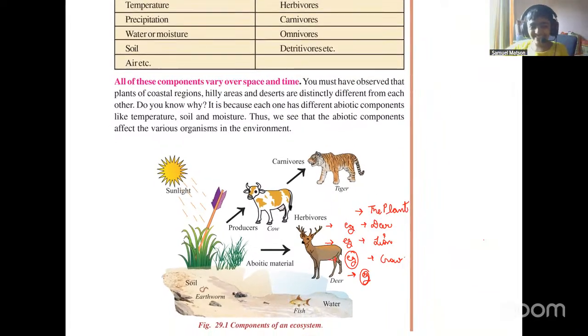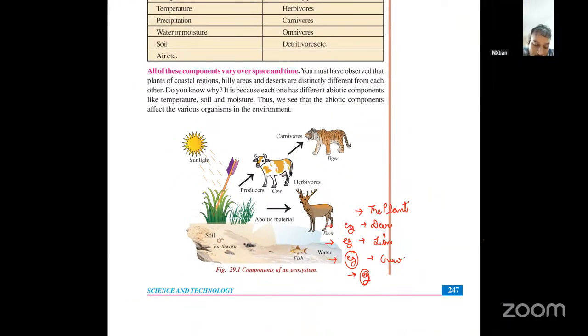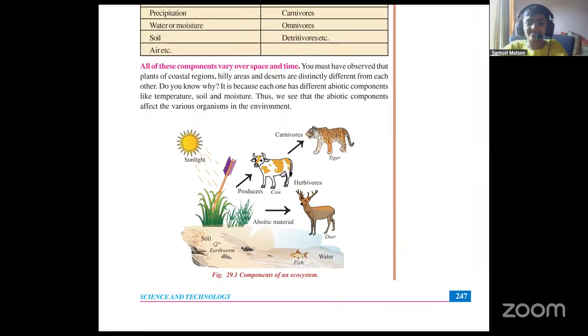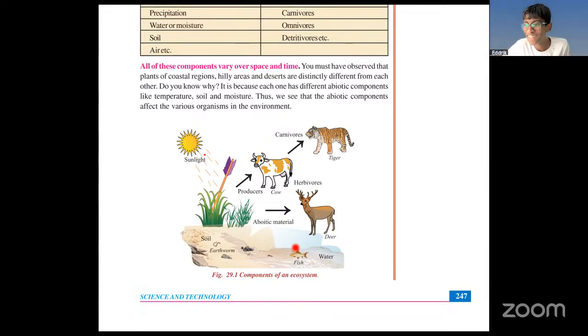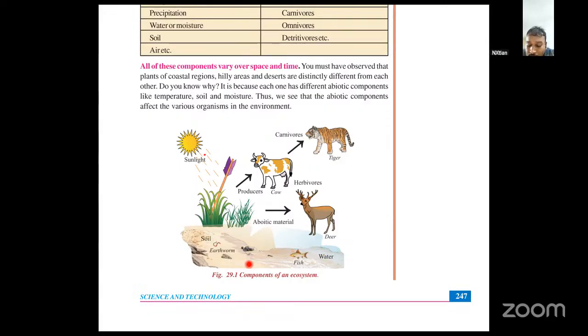Okay. So you can see how this ecosystem works. Sunlight is there. That sunlight gives the sun rays to the plants. Plants will make their food. Now the cow will eat the plants. The cow is a herbivore. And the tiger will eat the cow. Now the deer is also a herbivore. Now you can see the soil, earthworm, fish, water.